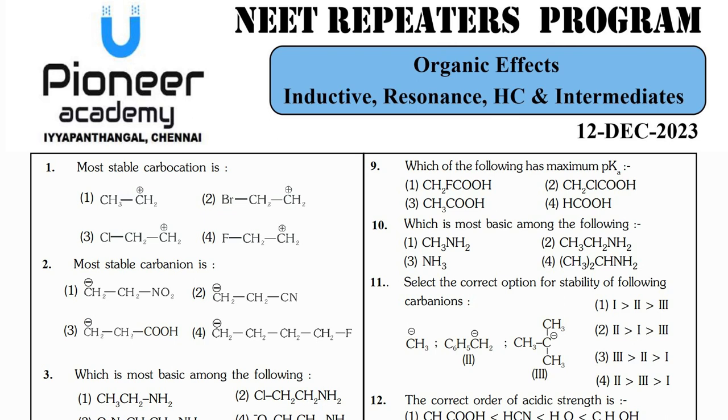Hi guys, let's review CCT06 Organic Chemistry. It comprises optical isomerism, aromaticity and inductive effect. Okay, let's go to the first question.